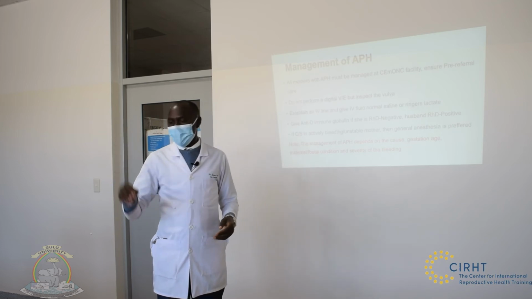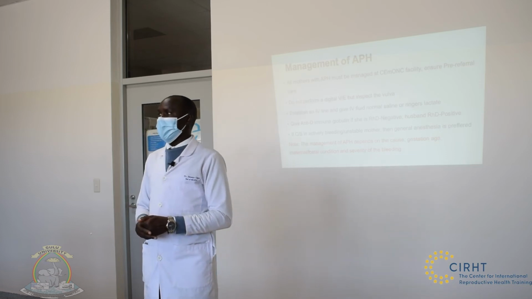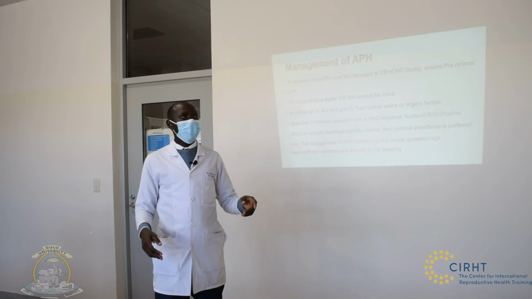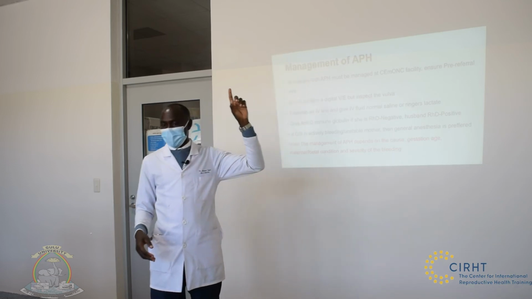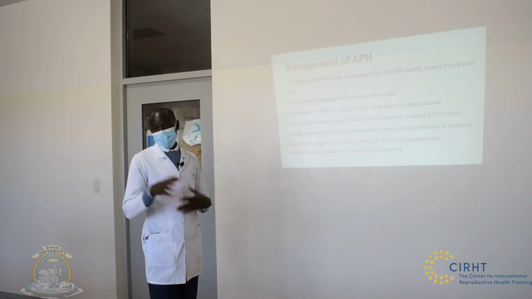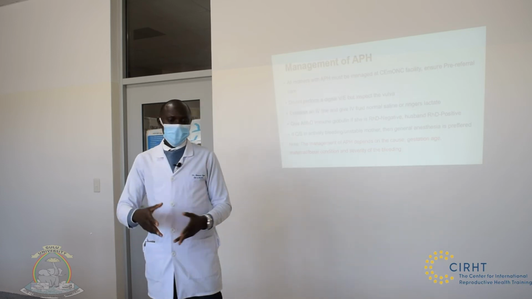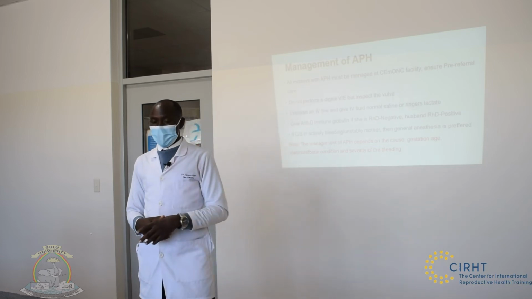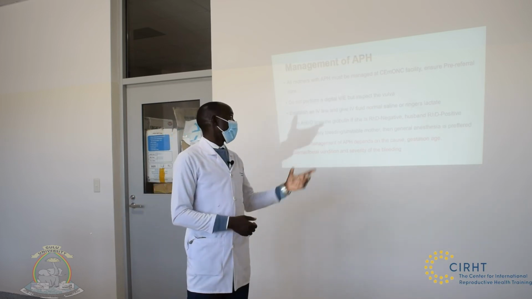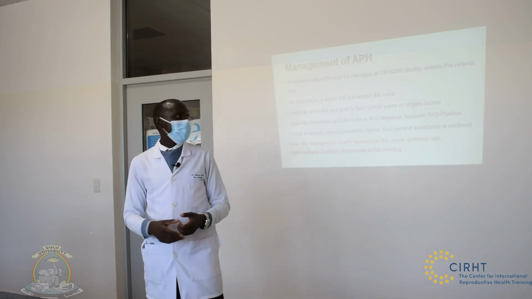If you are not in a CEmONC facility, you could be in a basic emergency obstetric and newborn care facility, Health Center 3 and below. You make sure you refer this patient to the CEmONC facility. Ensure that there is pre-referral care that you have given. Do not perform digital vaginal examination, but you can actually inspect the vulva to see blood clots and see what is there. Establish 2 large bore cannulas for patients who are bleeding profusely, and make sure you give this patient Ringer's lactate or normal saline, preferably normal saline, which is available in our setting.